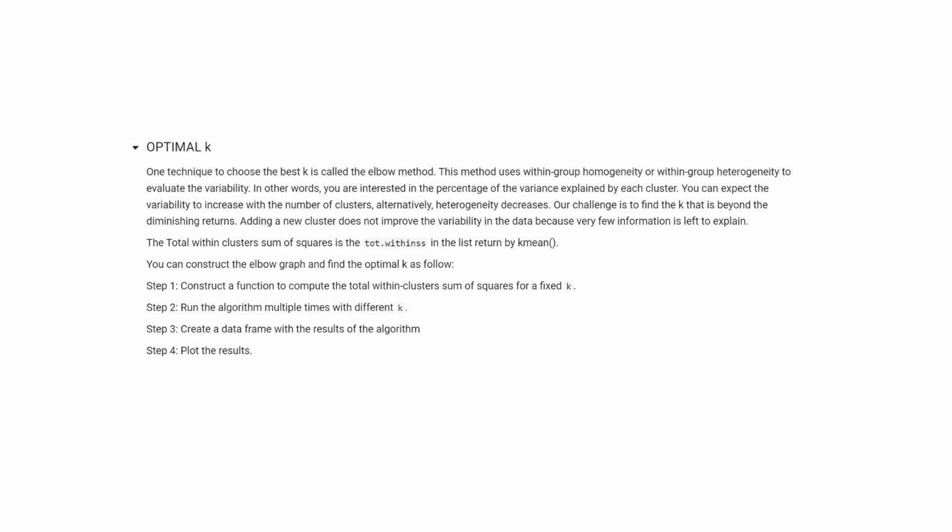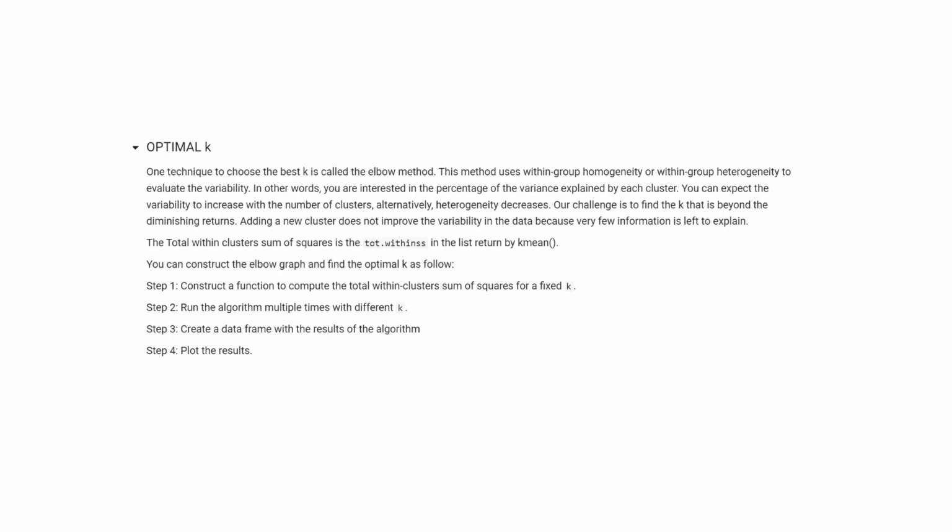One technique to choose the best k is called the elbow method. This method uses within group homogeneity or within group heterogeneity to evaluate the variability. In other words, we are interested in the percentage of the total variance that is explained by each cluster. You can expect the variability explained to increase with the number of clusters. Alternatively, heterogeneity decreases. Our challenge is to find the k that is beyond the diminishing returns. Adding a new cluster will not improve the variability in the data if there is very little extra information that is left to explain.